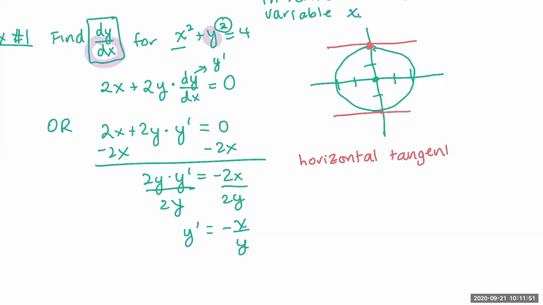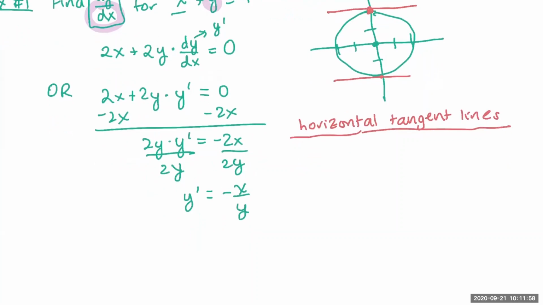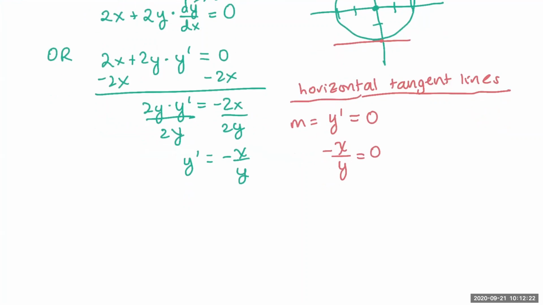Okay, if I asked you guys, what is the derivative of those lines? What would you guys say? A horizontal tangent line has a derivative or a slope that's equal to what? Good, so it's equal to 0, which means y prime, my derivative and my slope, is equal to 0 when we have a horizontal tangent line.